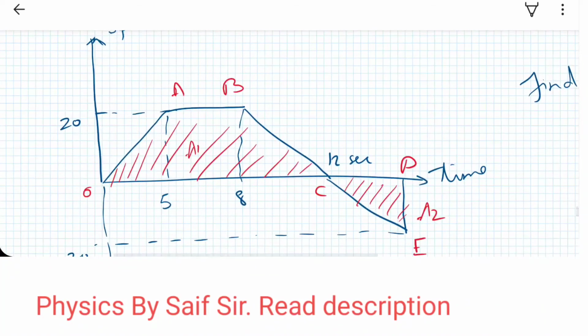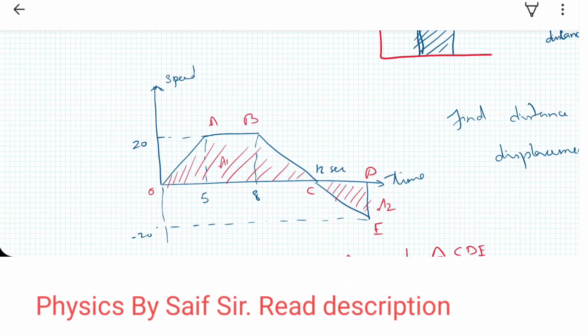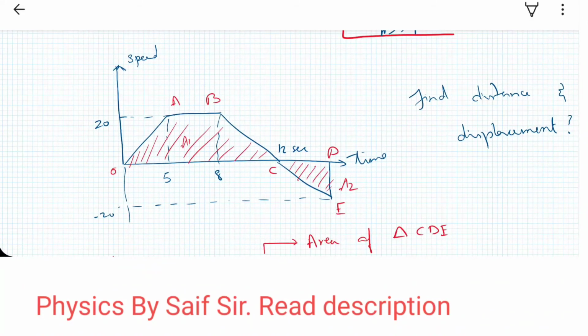Okay, here a problem is there, with the points O, A, B, C, E, D. So what we have to find here is the distance as well as the displacement. To find the distance and displacement, we have to find the area of the geometric parts. Whatever shapes are there, we have to find the area, and based on that we have to add and subtract.